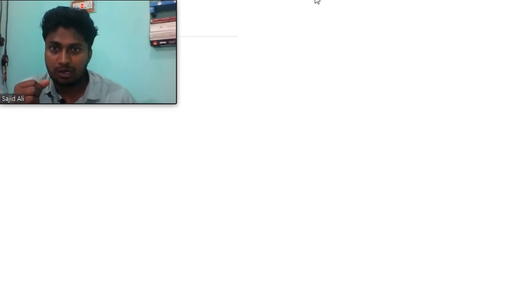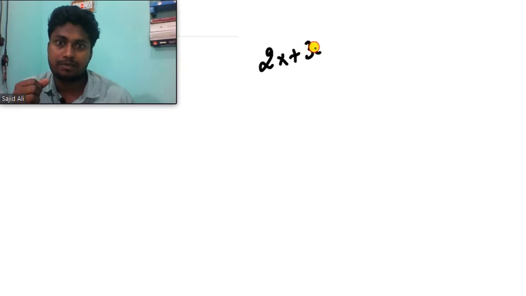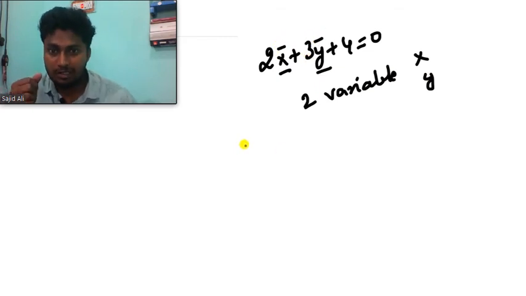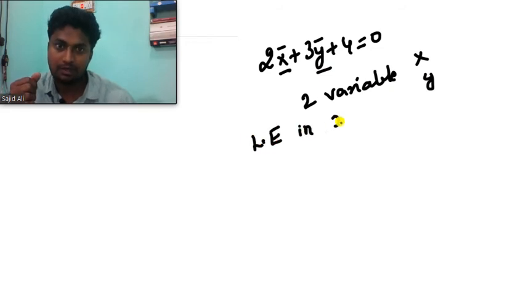So now let me give another example. If I write 2x + 3y + 4 = 0, you see there are how many variables? Two variables, x and y are the variables here, and the degree is 1, right? The degree of x is 1, y is also 1. So we call such an equation a linear equation in two variables.